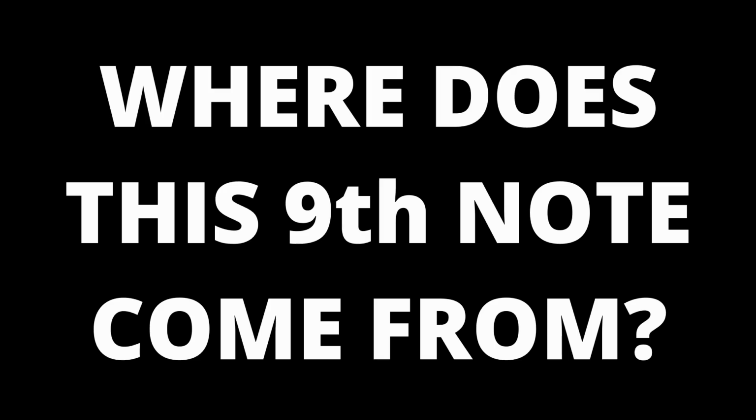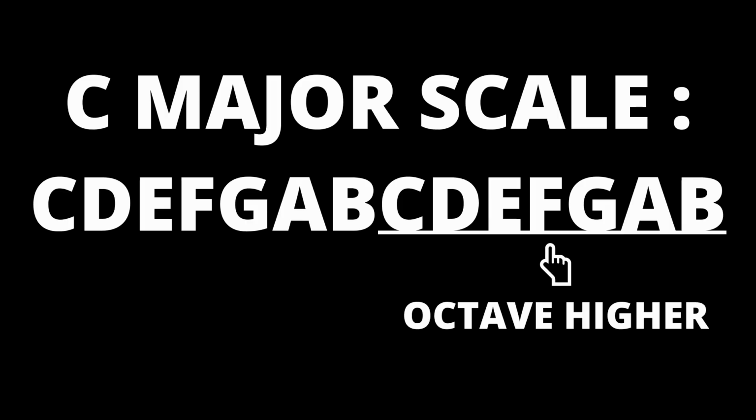You may be thinking that there are only 7 notes in the major scale, so where does this ninth note come from? Let's clarify this with an example. The C major scale has the following notes: C, D, E, F, G, A, and B. If we continue the scale after the 7th note B, then we simply repeat the notes again. This second set of notes is an octave higher than the first set of notes.